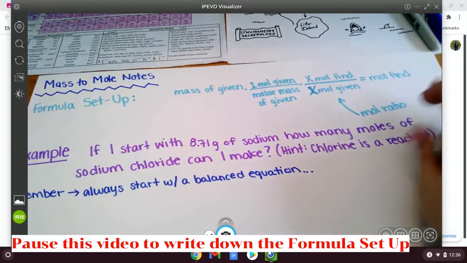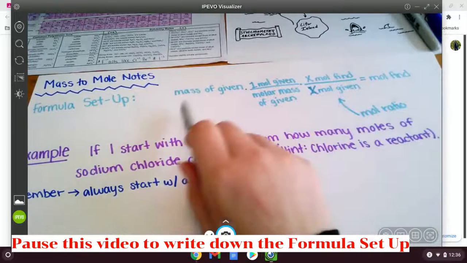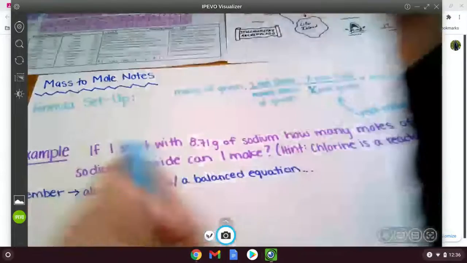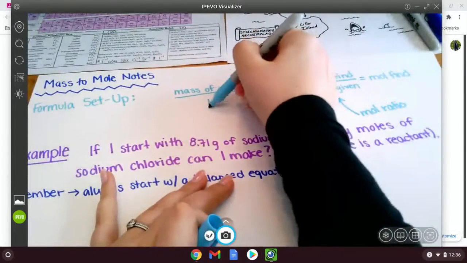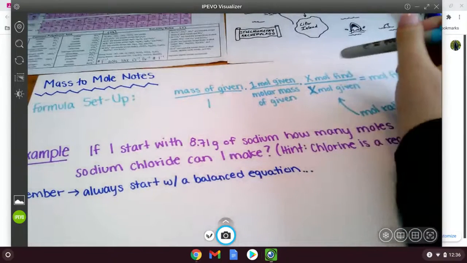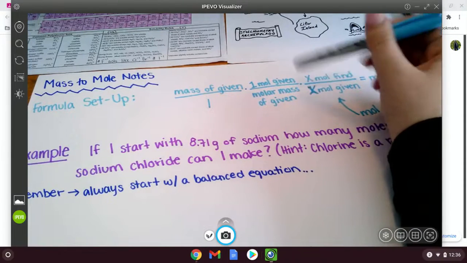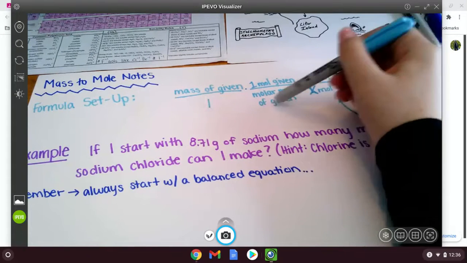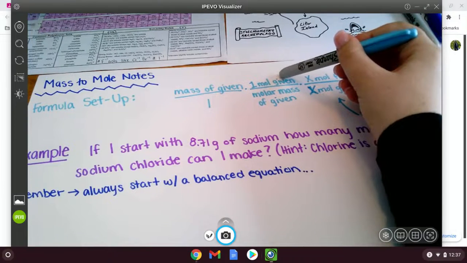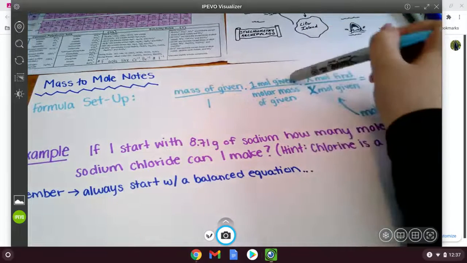So if you want, this would be a great time for you to pause and write this down somewhere. So we're always going to start with the mass of what we're given. And if it helps us, we can put this over a 1. That's just a placeholder, okay? Then we're going to use our conversion factor of molar mass to 1 mole. So we're always going to have the molar mass of what we're given underneath 1 mole of what we're given. So that allows us to convert from grams to moles.